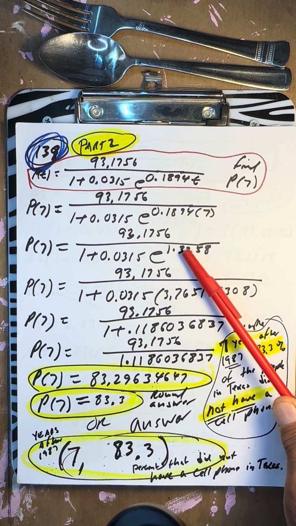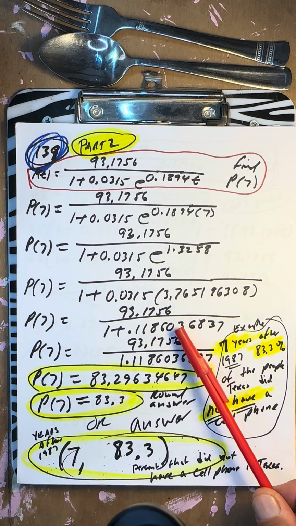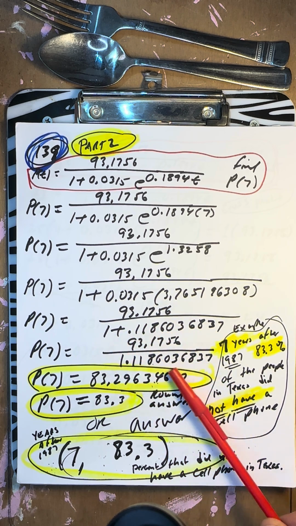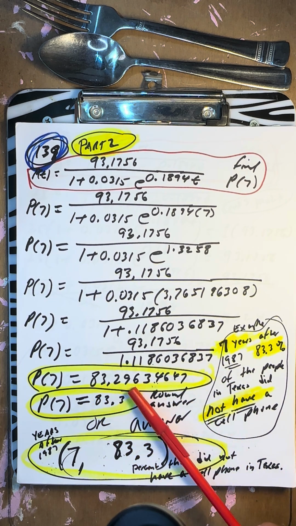E to the power of that, calculator, times this. And again, we're going to add those numbers. You get these numbers right here. Divide them on the calculator, of course. You get this number here. Okay, put a 7 in there, calculator.